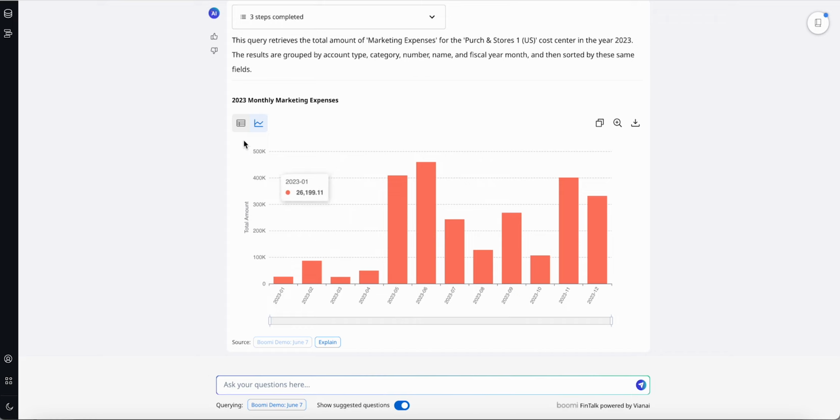So now I think I have the information I need to discuss with the cost center manager and the head of marketing to see how we can normalize this and reduce this discretionary spend.